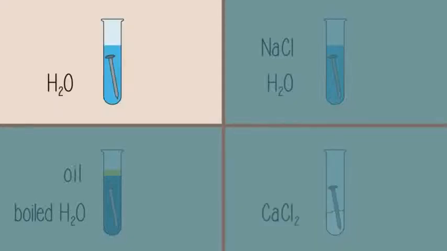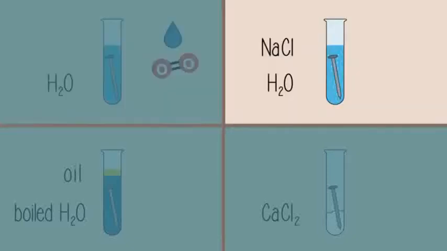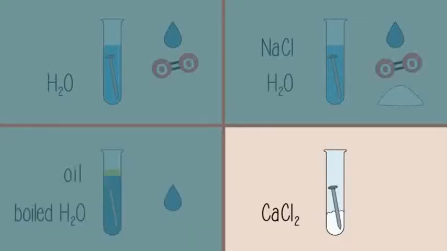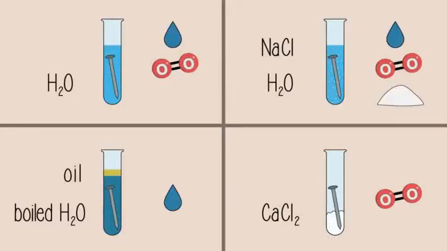So in the first test tube, the nail is exposed to oxygen and moisture. In the second test tube, the nail is exposed to oxygen, moisture, and salt. In the third test tube, the nail is only exposed to water. In the fourth test tube, the nail is exposed only to oxygen. Stopper all 4 test tubes with a rubber bung and let stand for a couple of days.